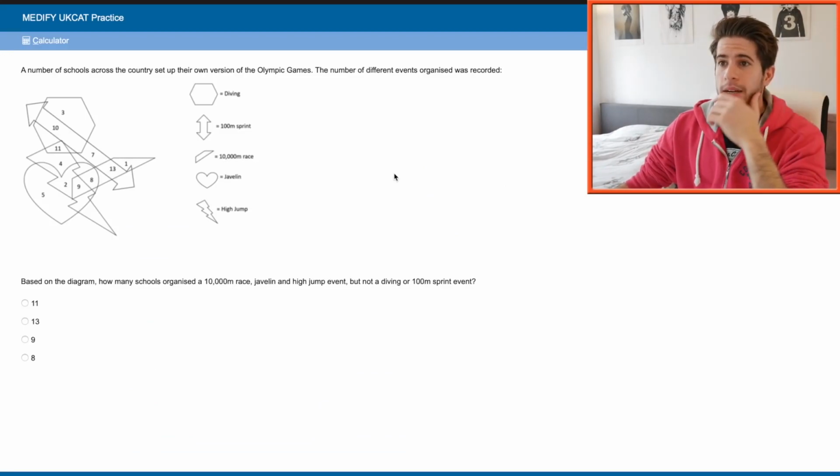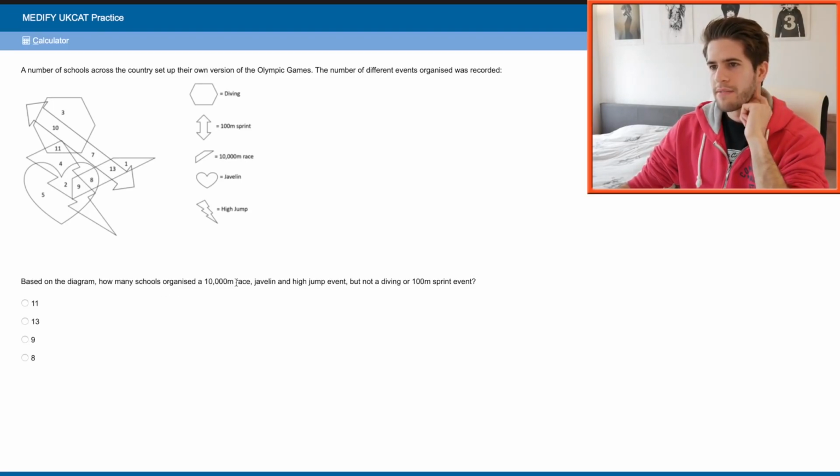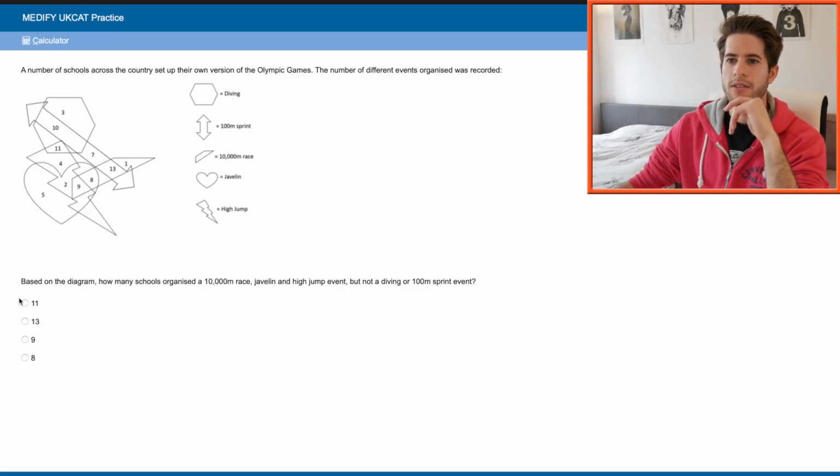We have another Venn diagram question. I'm just going to jump straight to the question. How many schools organized a 10,000 meter race, javelin, and high jump event, but not a diving or 100 meter sprint? Okay, similar to what we had before. Let's start big and move small. So 10,000 meter race is this strange shape here, and a javelin, which is the heart. So now we're just down to 8 and 9, and a high jump event, which is this lightning bolt. So now we're only down to 9, but not a diving, which is that big thing up there, so it's not important to us, or a 100 meter sprint, which is the arrow, which is also outside of this 9, so the answer is 9.